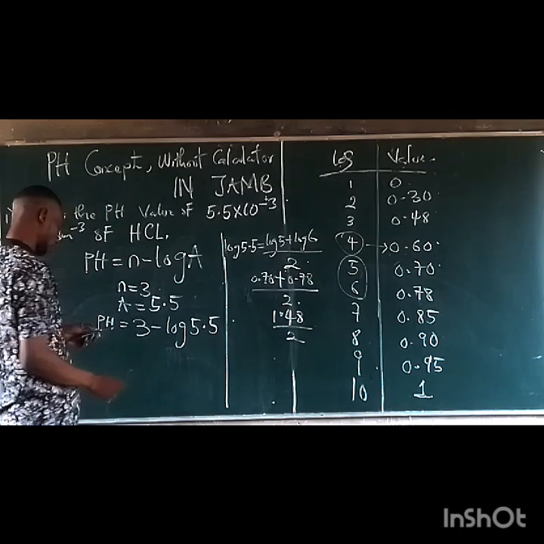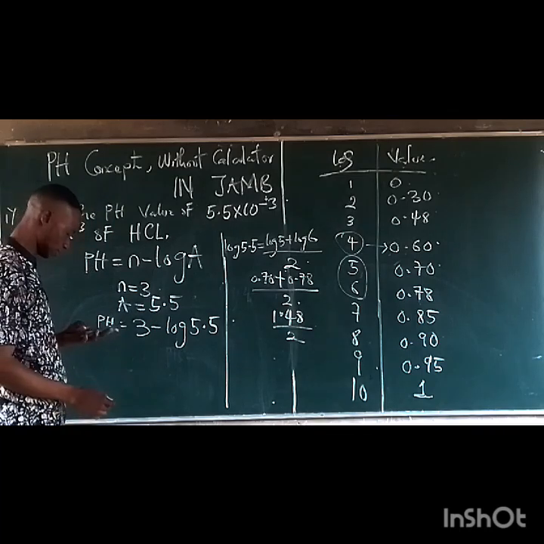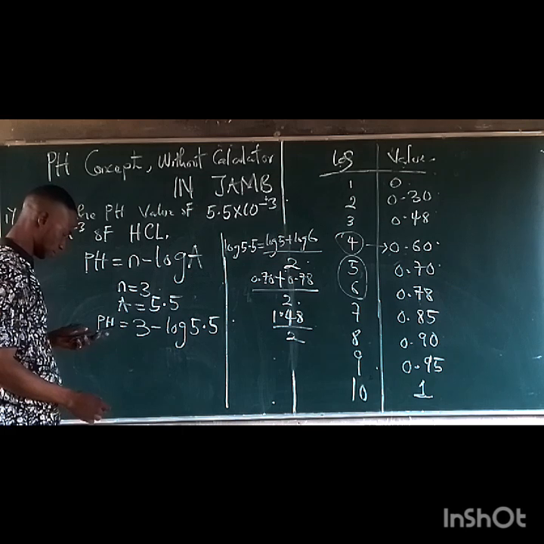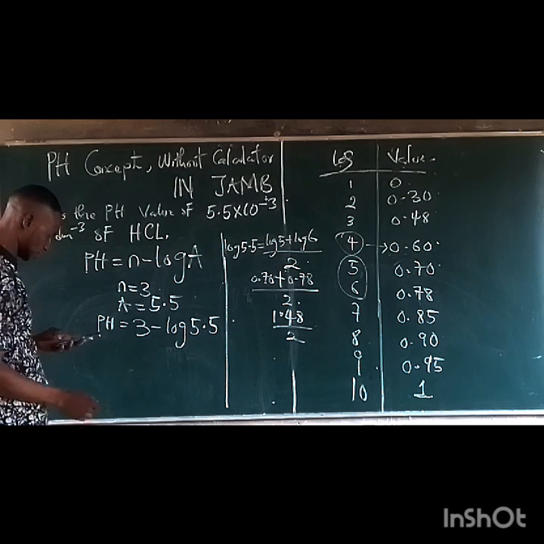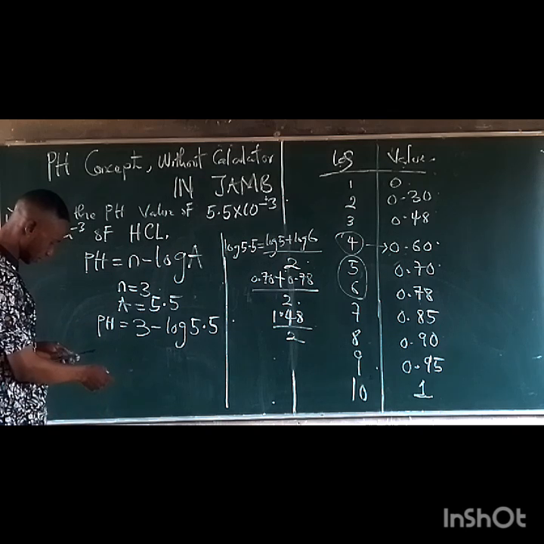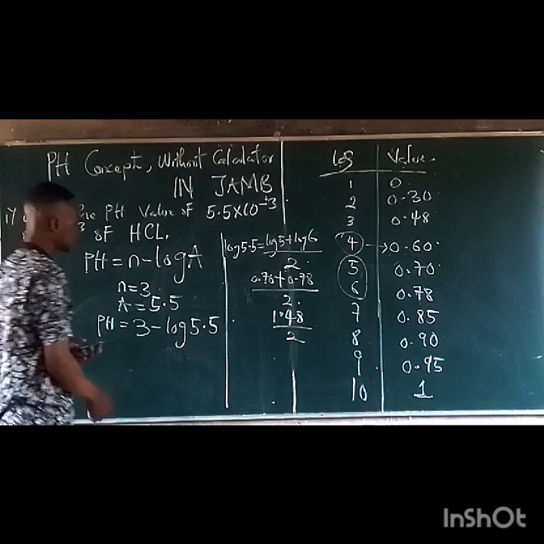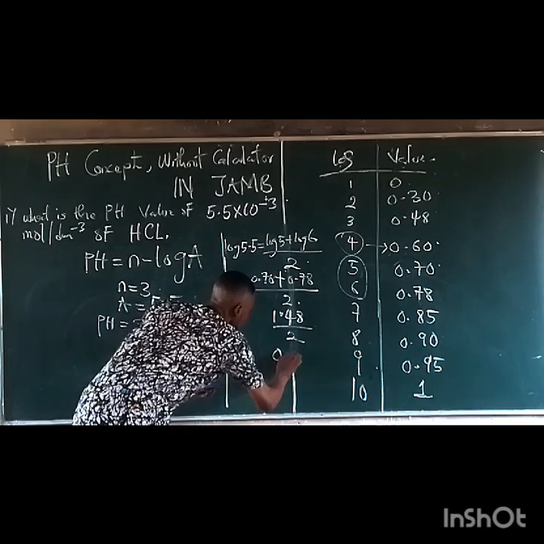No, I made a mistake in my calculator. 0.70 plus 0.78, divided by 2. We are going to get 0.74.